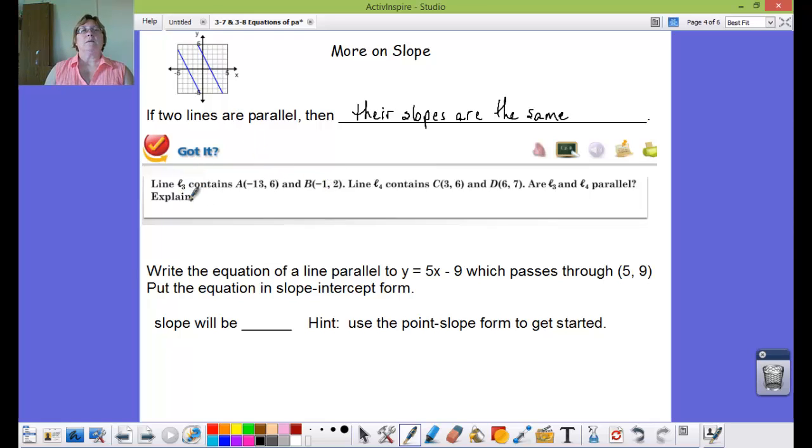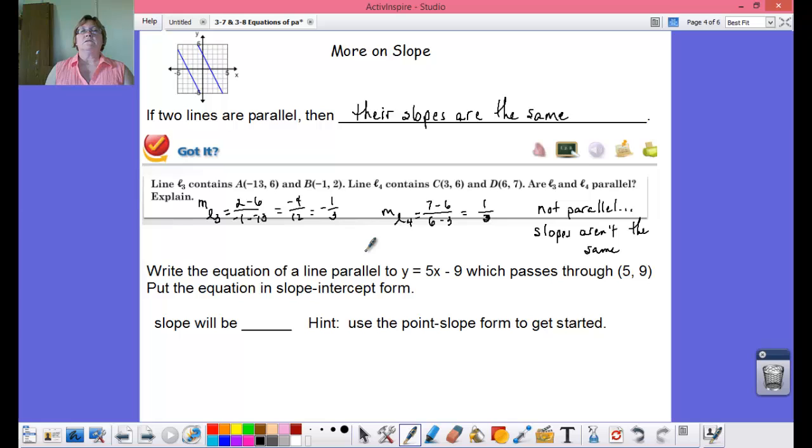We have a practice problem that tells us that there is a line which contains the points A and B, a second line which contains C and D. Our job is to find if those 2 lines are parallel. What you will have to do here is find the slope for each line and then compare them. So will you stop the video and do that for me, please?